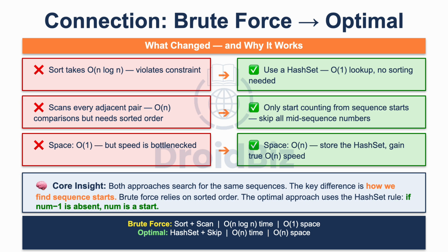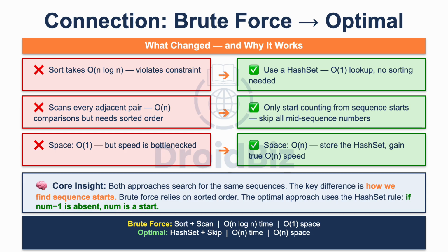Problem 2. The brute force scans every adjacent pair, which requires sorted order to work. Fix: only start counting from sequence starts. If number -1 is not in the set, we know this number begins a new sequence. We skip all other numbers entirely.